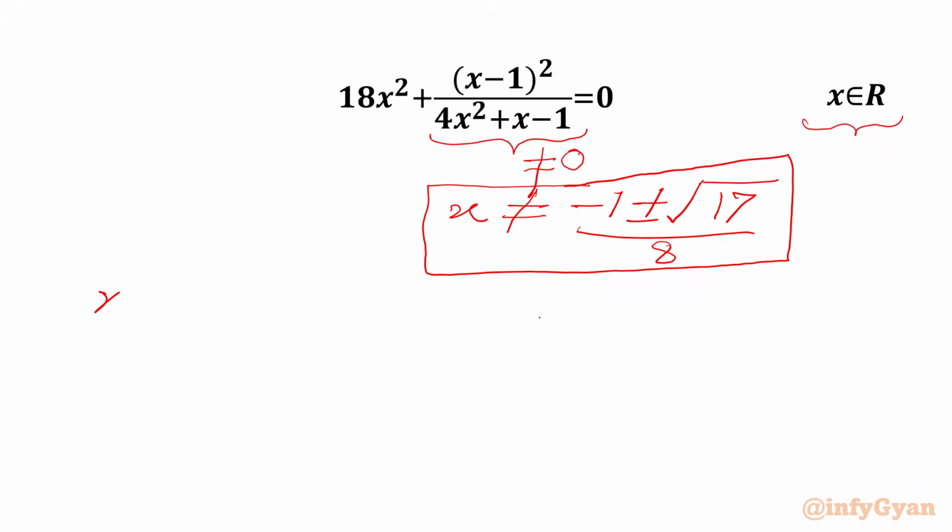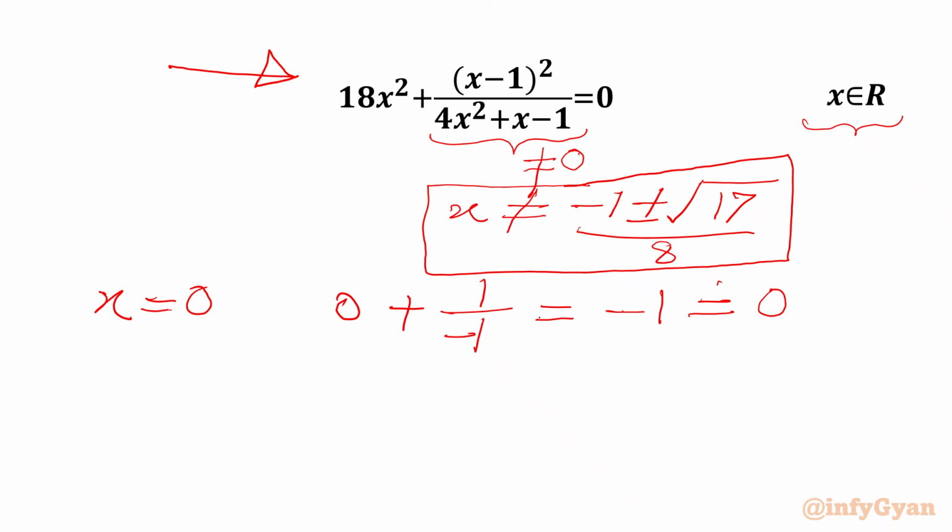Now let us plug in x equal to 0 into our equation. We will get 0 plus 1 over −1, which will be equal to −1, and from the right hand side it is 0, which is not true in real numbers. So we will say x cannot be equal to 0 for our equation.